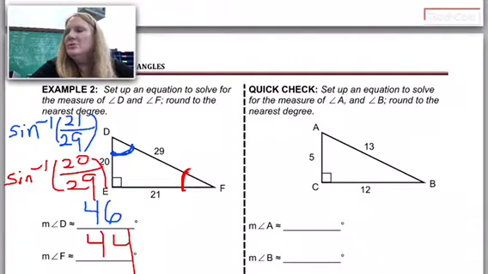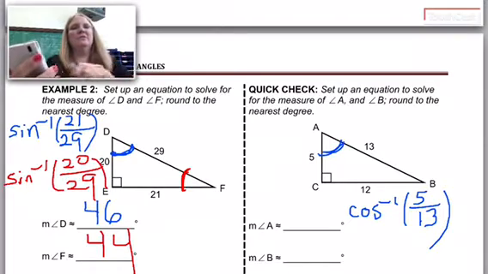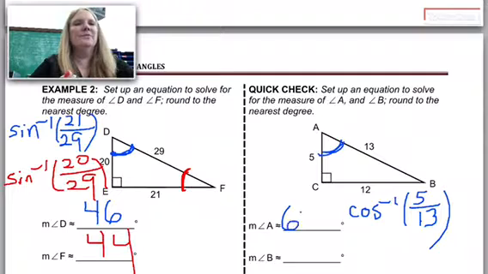All right, please do the quick check. Again, you should pause and try it yourself. Okay, hope you did. I'm looking at angle A. So let's use cosine this time. The inverse cosine. So for cosine, if I'm at A, it's adjacent over hypotenuse. So the inverse cosine of 5 divided by 13 is 67.38. Round to 67.